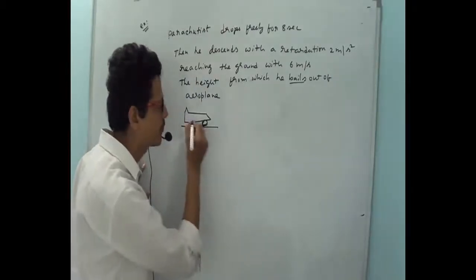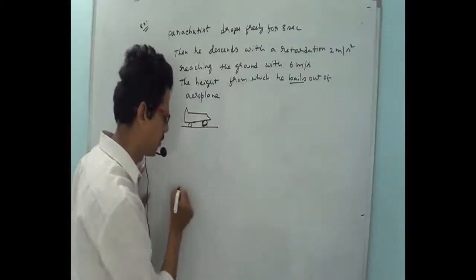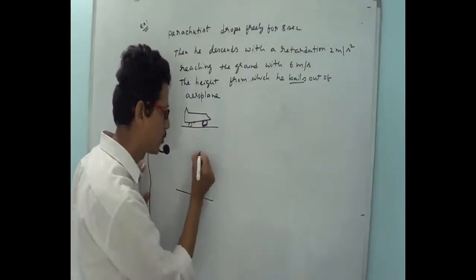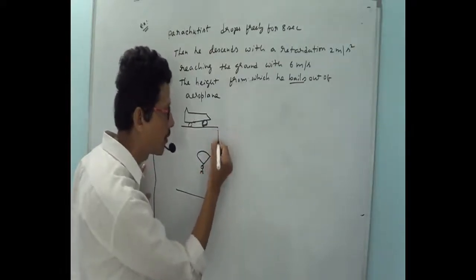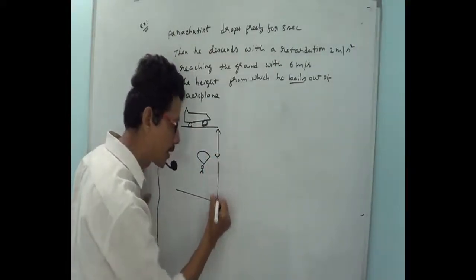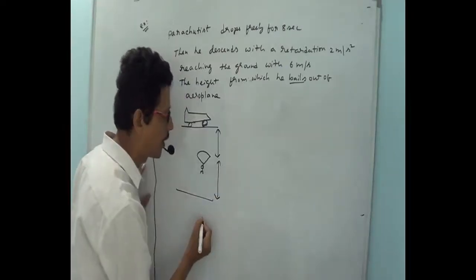Okay, this is at some height. Somewhere here he opened the parachute. Okay, just open the parachute and we have to calculate this height as well as this height. Both the heights I have to calculate.